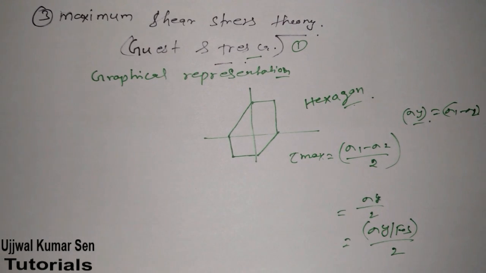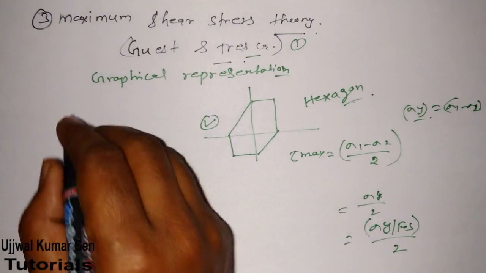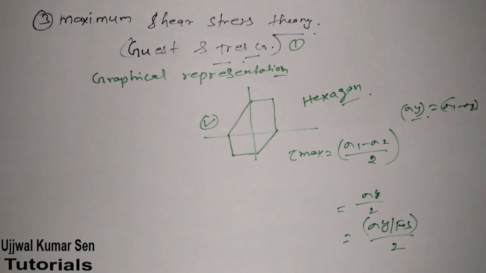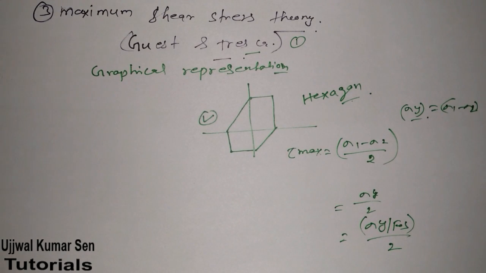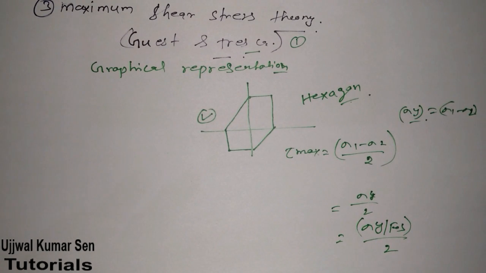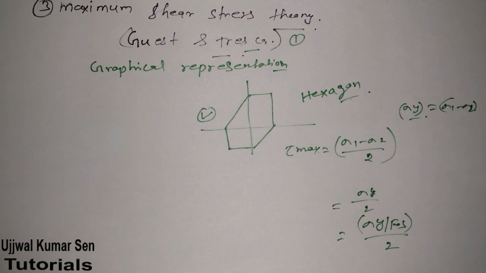Most of the time we have seen that questions ask for the graphical representation of this shear stress theory. From this we already know how to find maximum shear stress, and also how to find sigma 1 and sigma 2, right? So this is how you can use one of the theories of failure, that is maximum shear stress theory, right?